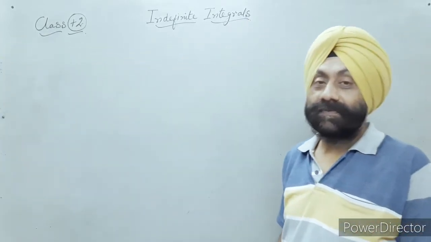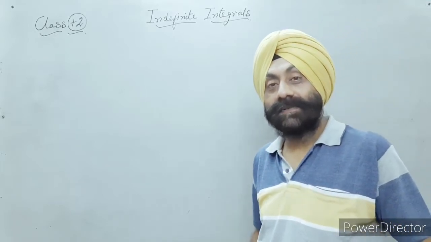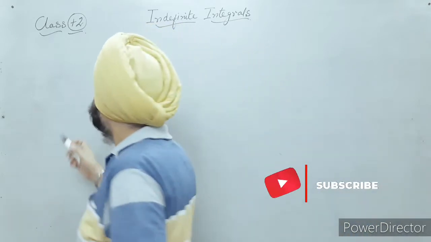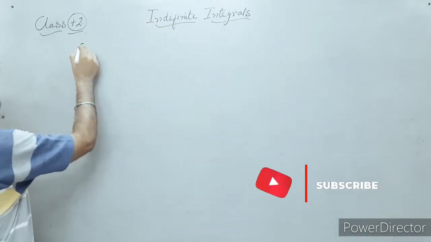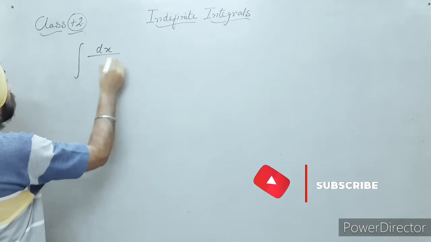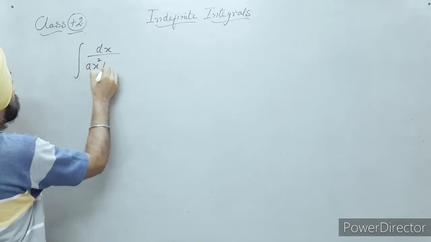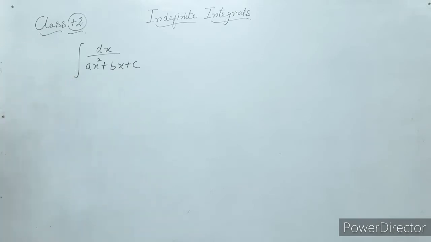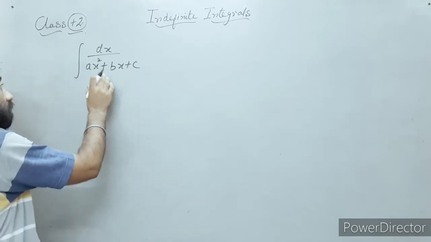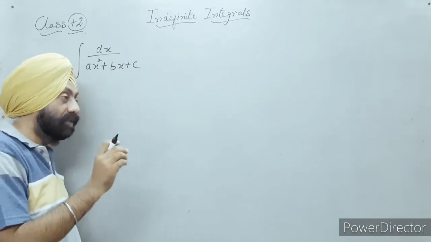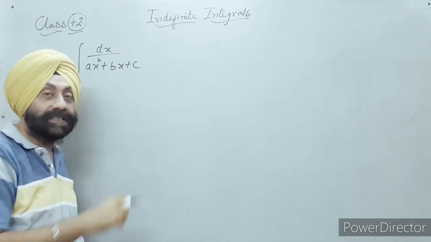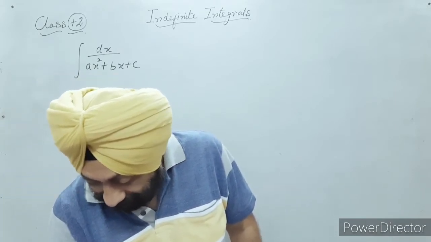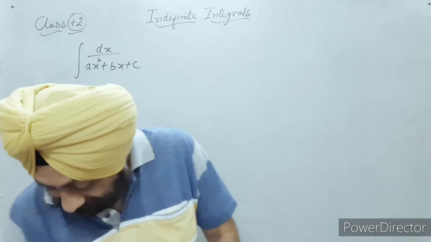Continuing my chapter of indefinite integrals from class 12. Today we will discuss another type, that is the integral of the type dx upon a quadratic ax square plus bx plus c. But before solving this integral, let me write the formulas which will be applied in these kinds of integrals. Now the first formula we will apply in this is this.